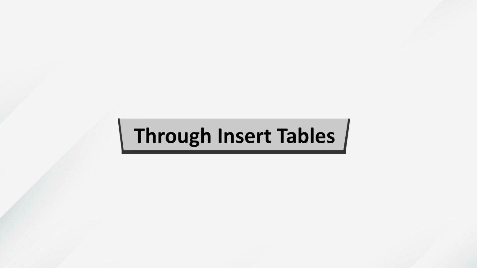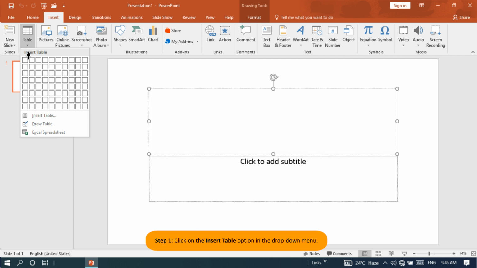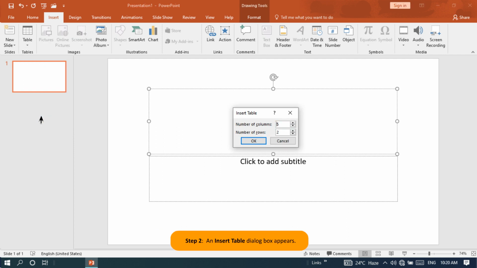Through Insert Table. Step 1. Click on the Insert Table option in the drop-down menu. Step 2. An Insert Table dialog box appears. Step 3. Enter the required rows and columns. Step 4. Click on OK.